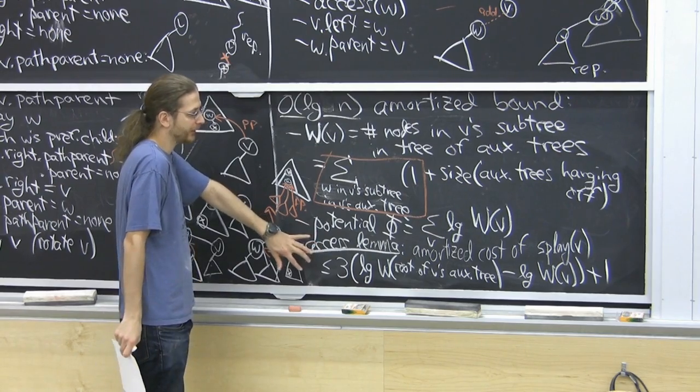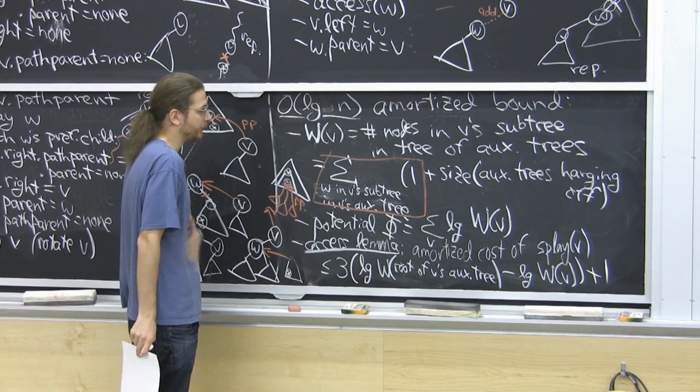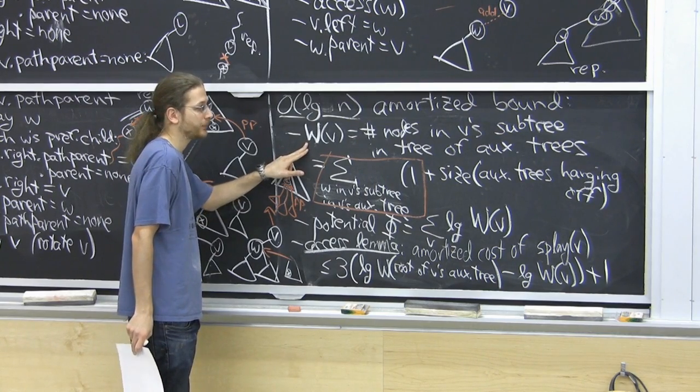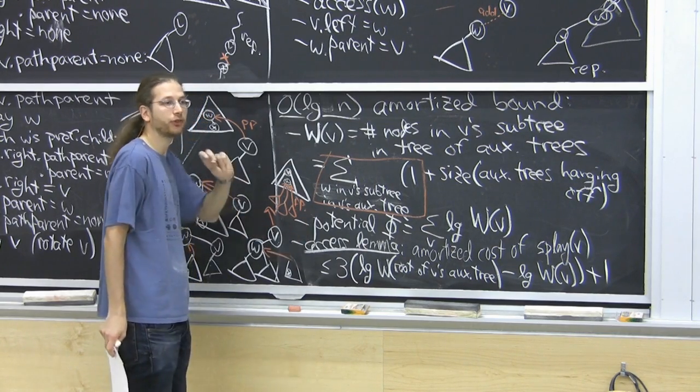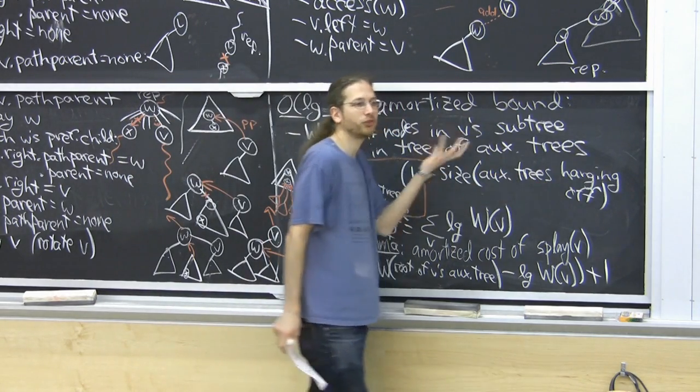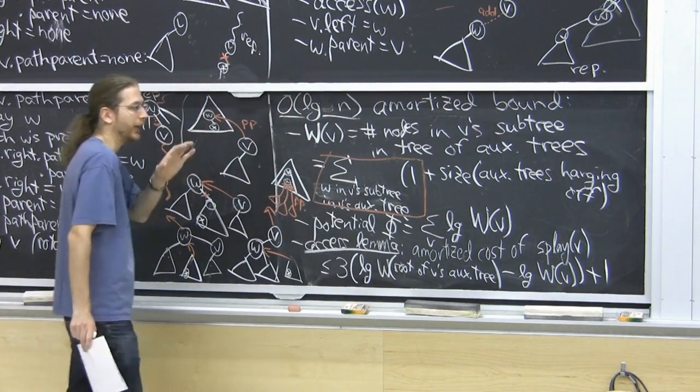It's an analysis tool. You get to define the W's however you like, and it works no matter how they're defined. And remember, we're thinking of splaying just within a single aux tree. So the sizes of the aux trees hanging off don't change during a splay. They just come along for the ride.